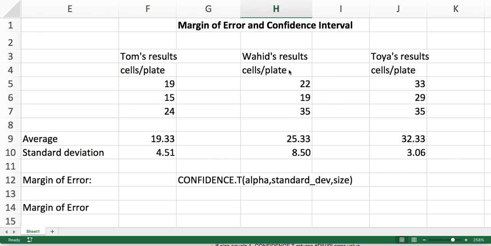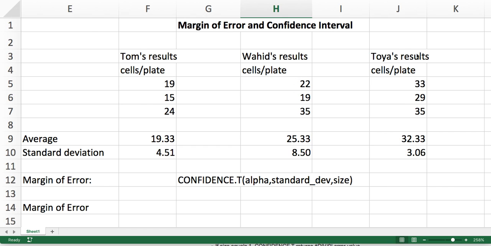Now, Wahid comes along and does exactly the same experiment, counts his cells. He gets 22, 19 and 35. And he gets on average 25.33 cells per plate. So immediately there is a little dispute between Tom and Wahid. Who is right with their average? What is actually the real number of cells per plate?